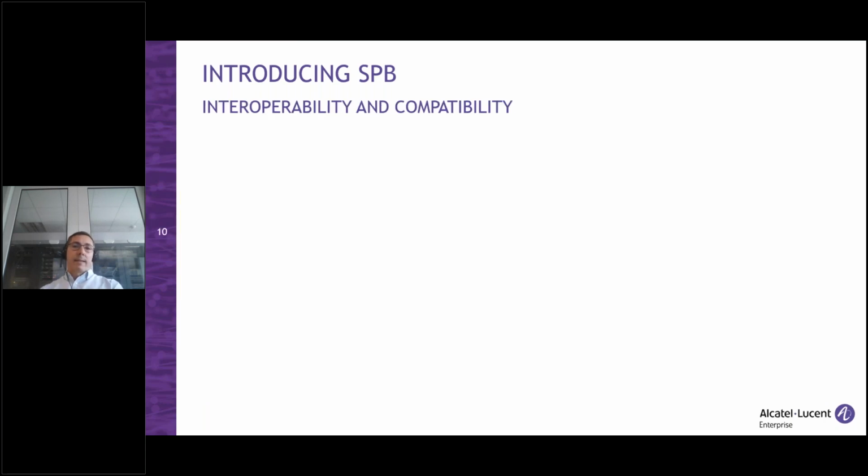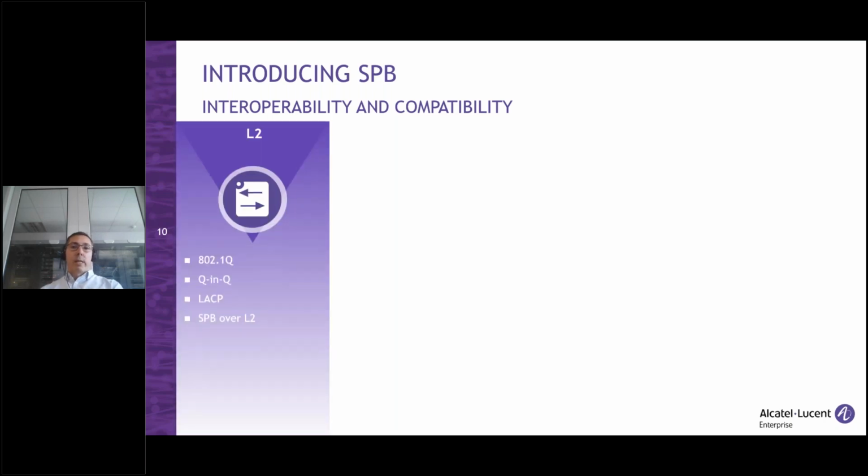As an IEEE standard, SPB not only interoperates with other vendors' SPB implementations, but it is also backwards compatible and interoperates with other protocols. What this means is that SPB adoption does not require a forklift upgrade. At layer 2, SPB interoperates with all previous IEEE standards such as 802.1Q, QinQ, or LACP.